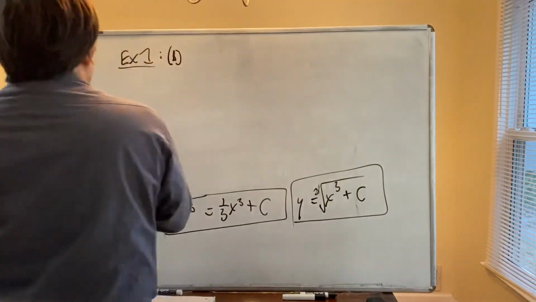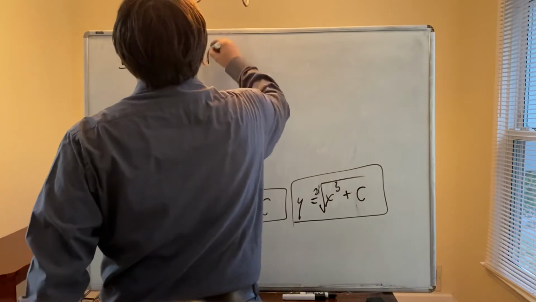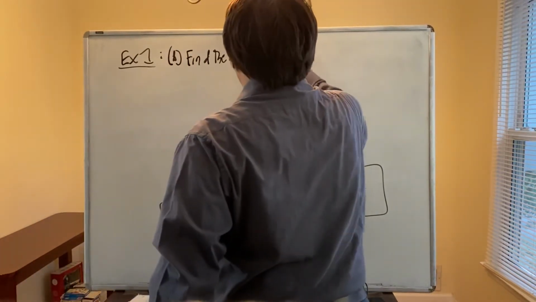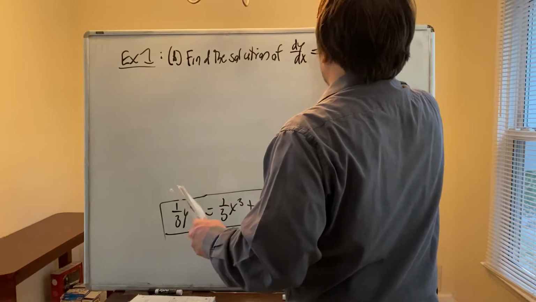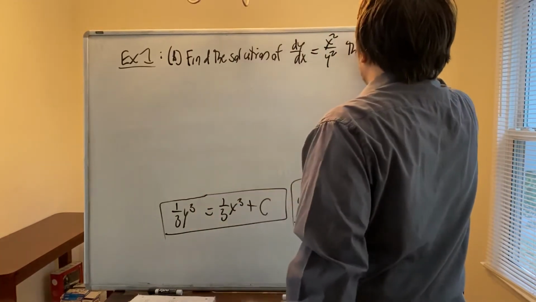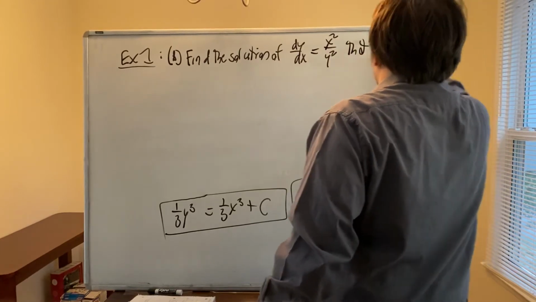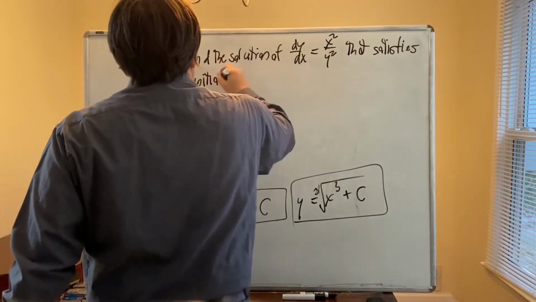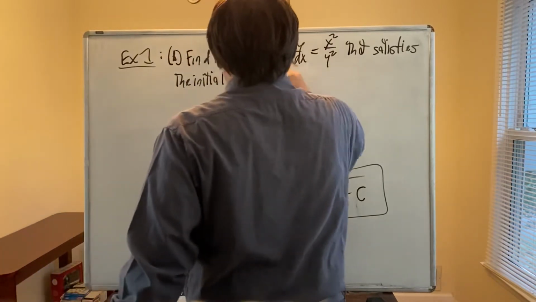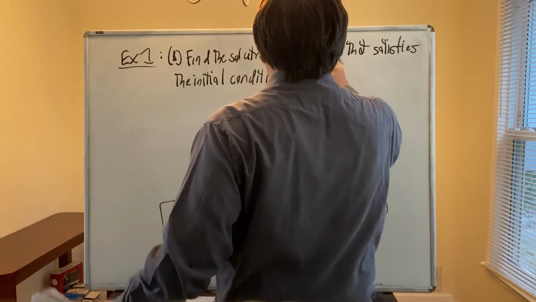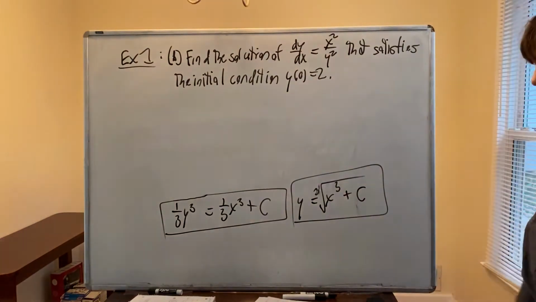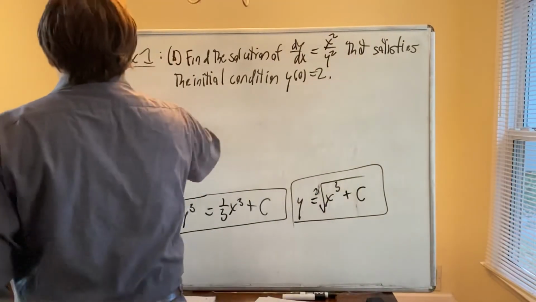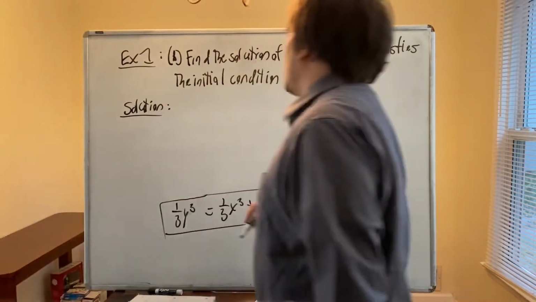Okay, so now that we've solved it, part B is: find the solution of the differential equation dy/dx is equal to x squared over y squared that satisfies the initial condition y of 0 is equal to 2. Okay, solution to part B.